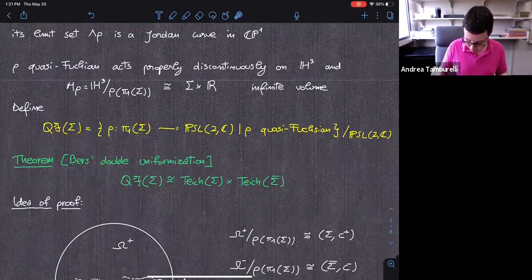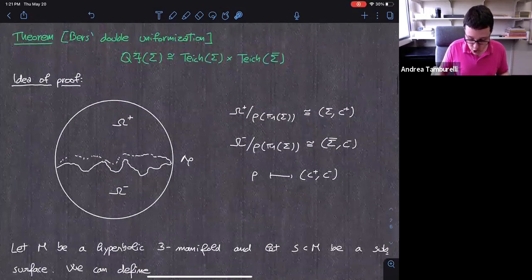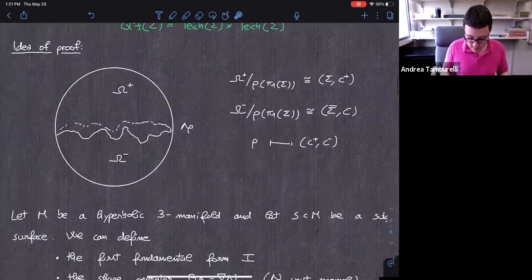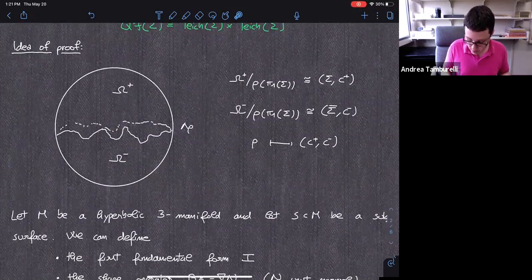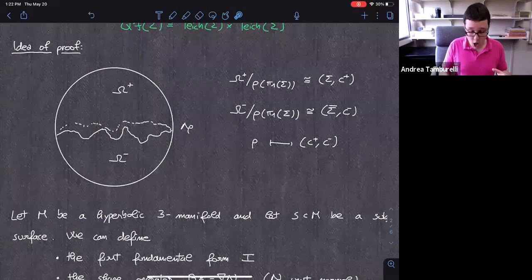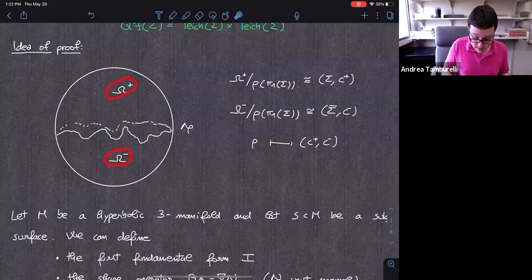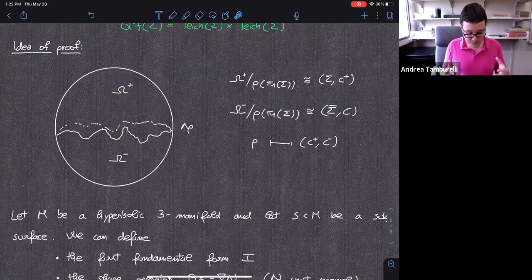And here I'm considering Teichmüller space as the space of conformal structures on a surface up to diffeomorphisms isotopic to the identity. So the main idea of the proof is that if we consider a quasi-Fuchsian representation rho, by definition, its limit set is a Jordan curve in CP1. And so this Jordan curve separates CP1 into two connected components, omega plus and omega minus, and those are both conformally equivalent to a disk.